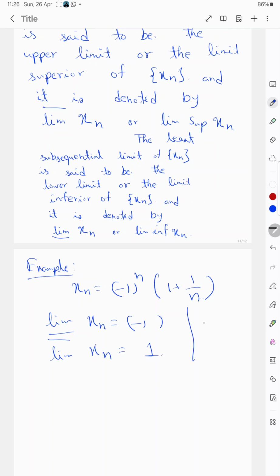Just how you are considering this: if you consider n equal to 2k plus 1, that subsequence's limit is minus 1. And n equal to 2k gives the other one. Obviously there are only these two convergent subsequences. If you consider n equal to 4k or 8k, that does not make any new sense, right? Those are subsequences of that one.